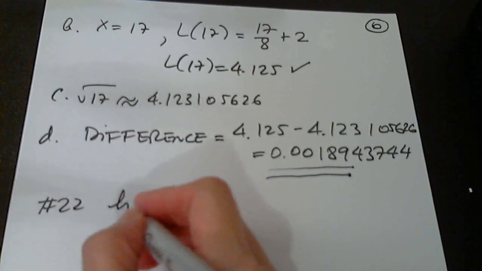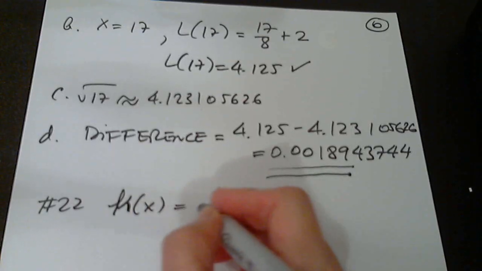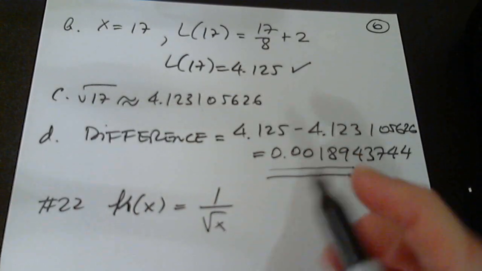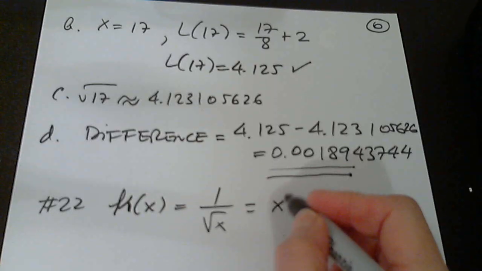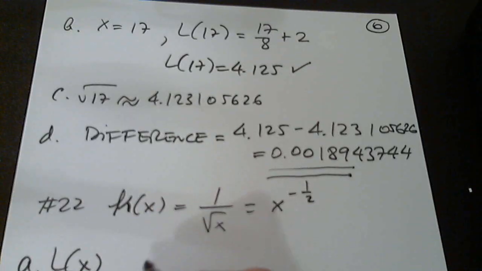The function is k, I think. Yes, it's k, 1 over the square root of x. I'm going to change this into x to the negative 1/2, since it's easier to differentiate. In part A, they want us to find the linearization, L of x, of this function at a equals 4.